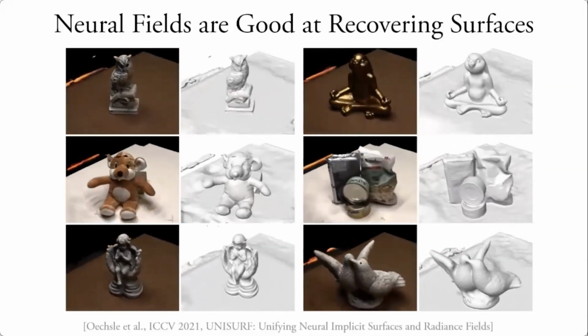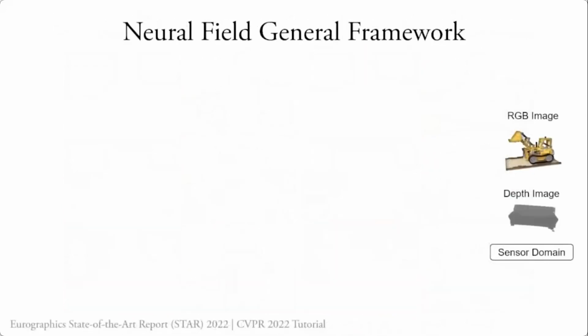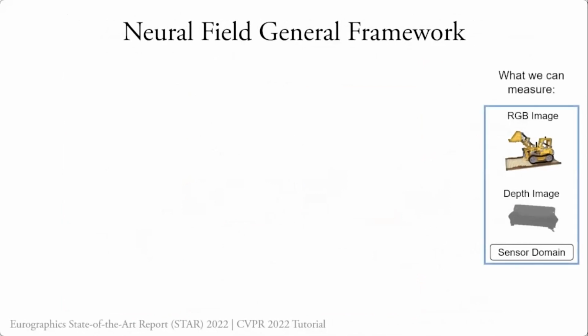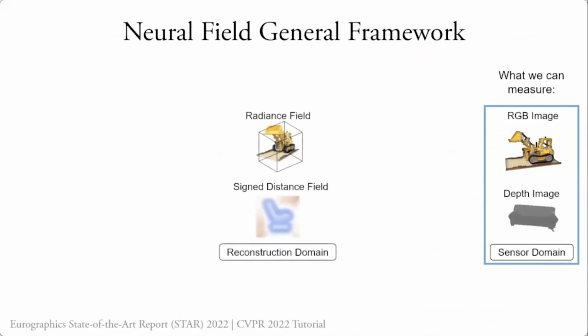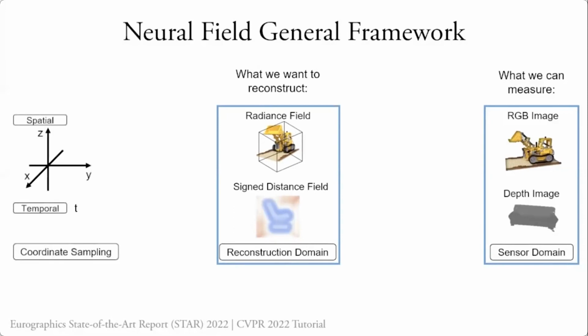So let's take a slightly more detailed look into how these methods work. We have some sensed image from a camera, typically an RGB image, or it could even be from a depth camera. This we call the sensor domain, and this is what we can actually measure. But we know that these are all in 2D. And what we really want to reconstruct a representation for is what we call the reconstruction domain, and here it could be a field of light or radiance, or it could be a distance field to a surface. But this is unknown, and it exists in 3 dimensions, whereas we only have the 2-dimensional input from the RGB images or depth images.